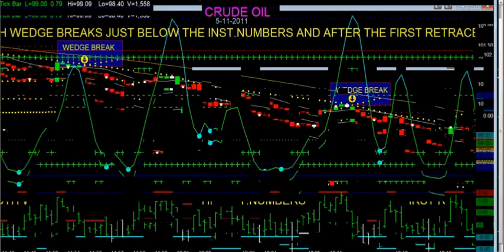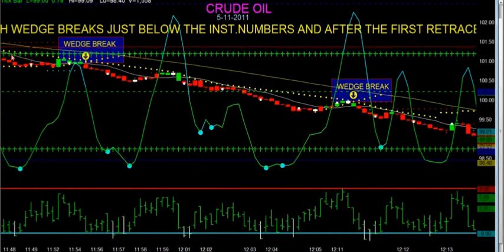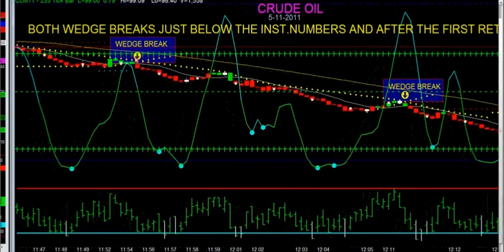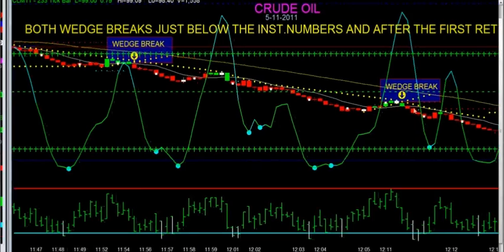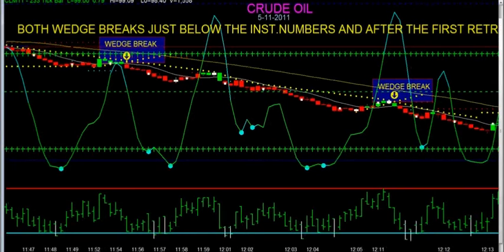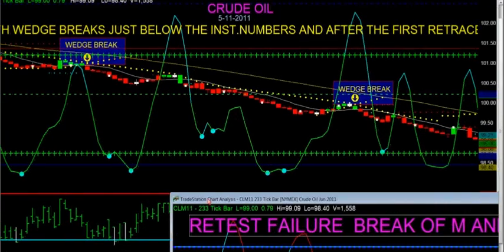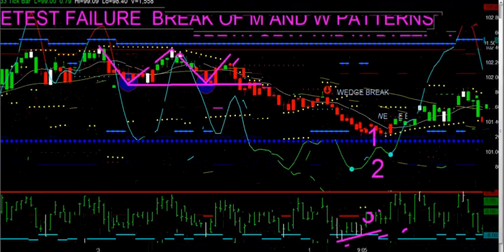Number 2 setup is the wedge breakout or breakdown. That is where you actually break an institutional number, or you're on an institutional number and then it finally breaks the wedge with tone, meaning with the 5-minute tone, and there's your break. Okay? It's your second setup. Right? We're not done yet. I have another setup. I have a retest failure setup. Check this out.